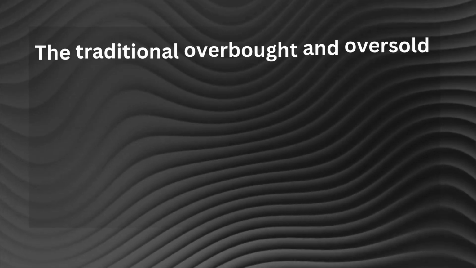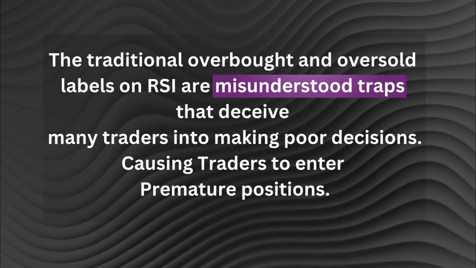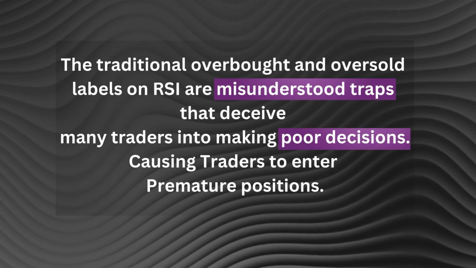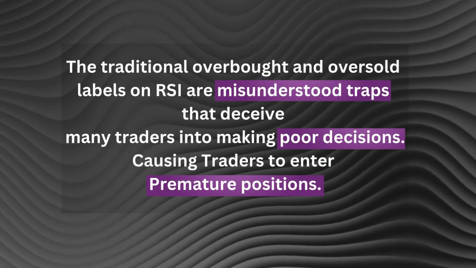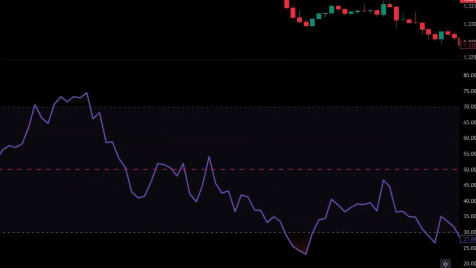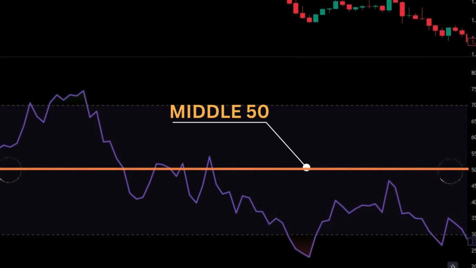bouncing back. Therefore, it is clear that traditional overbought and oversold levels are misunderstood traps that deceive many traders into making poor decisions and pushing them to enter premature positions. But the middle 50 line on RSI is the significant one, and we will cover this later in this video.